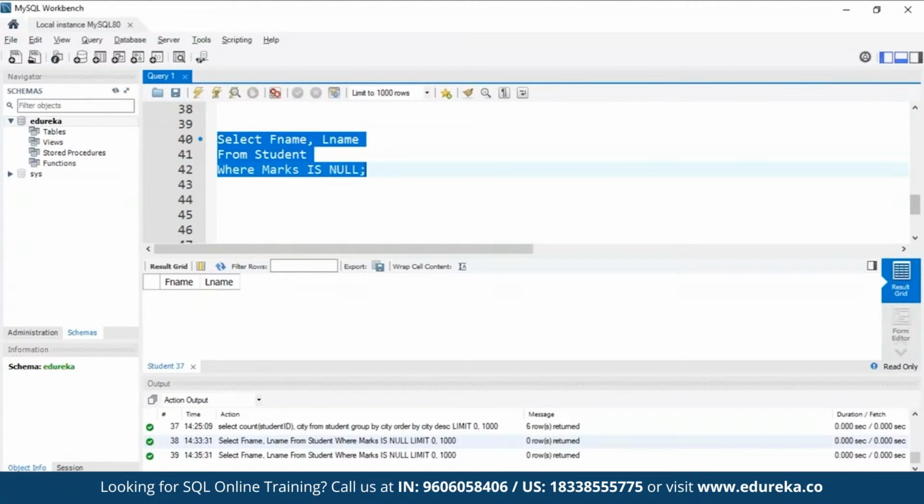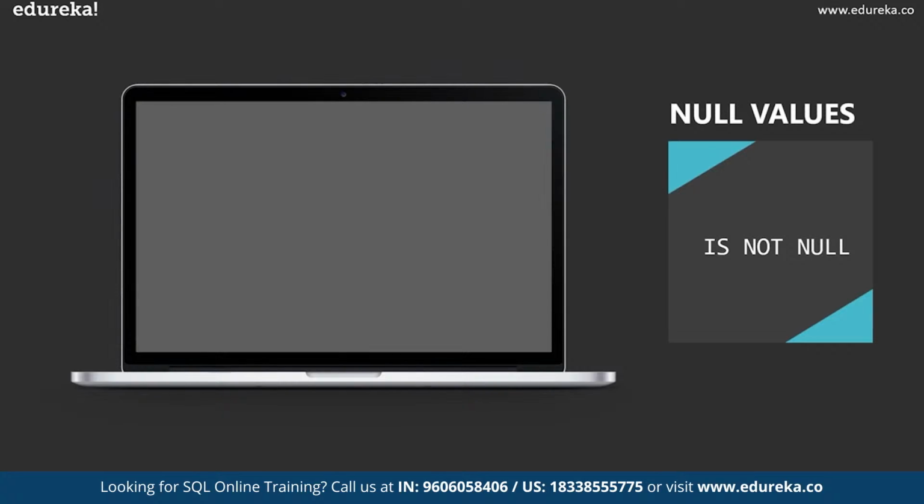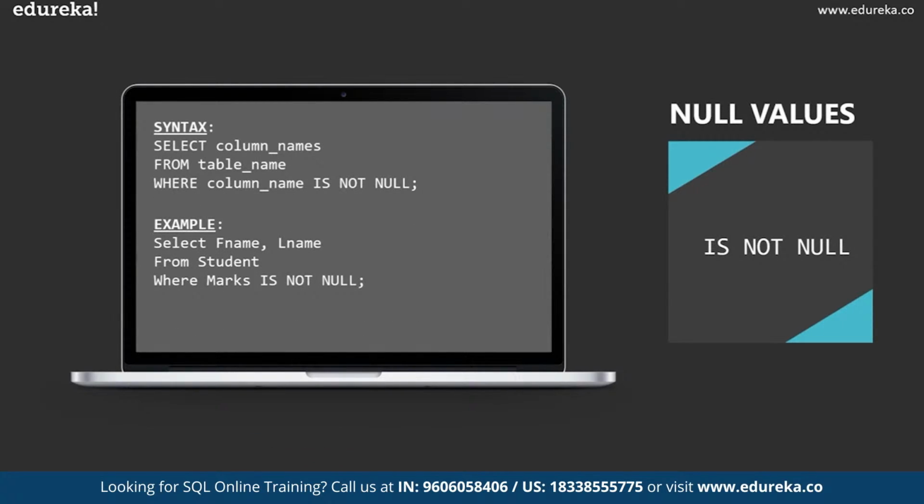Since all the students have marks and none of them has a null value, in the output we don't have any student names. The next query is NOT NULL. The IS NOT NULL operator is used to test for non-empty values, and the syntax is SELECT column FROM table WHERE column IS NOT NULL.